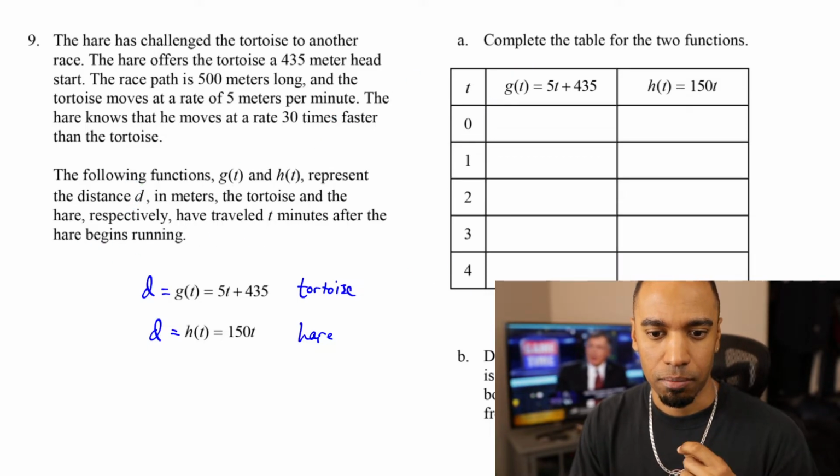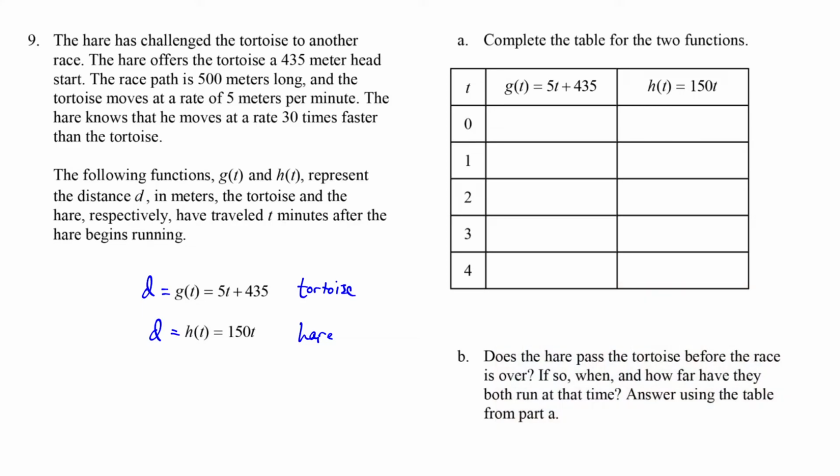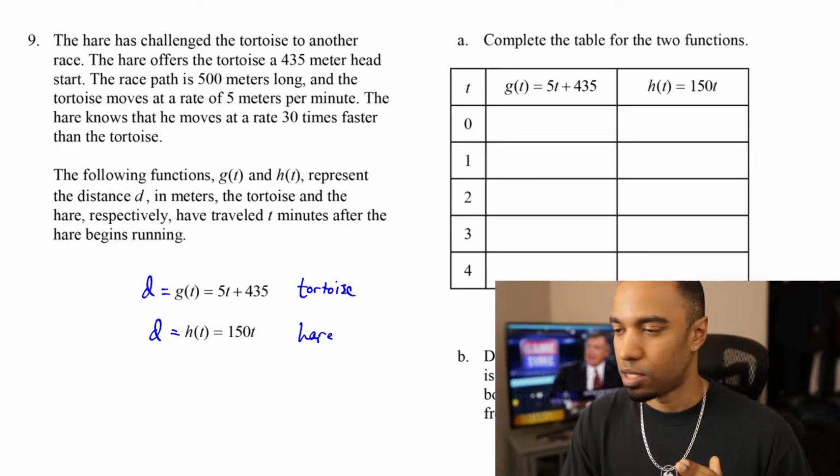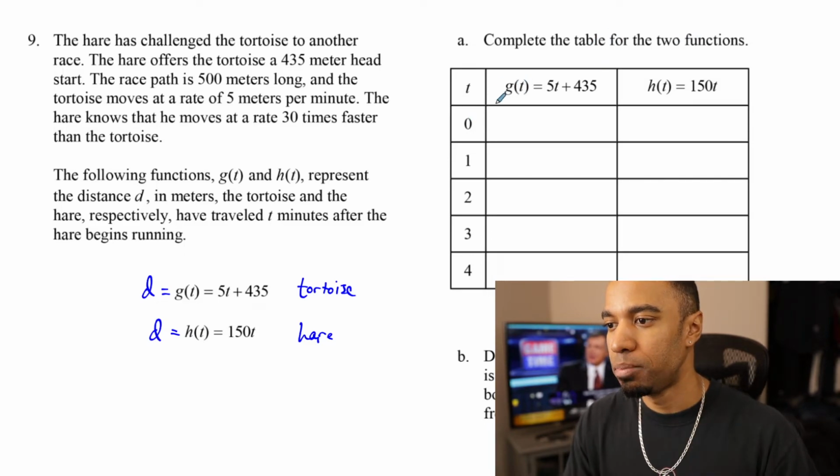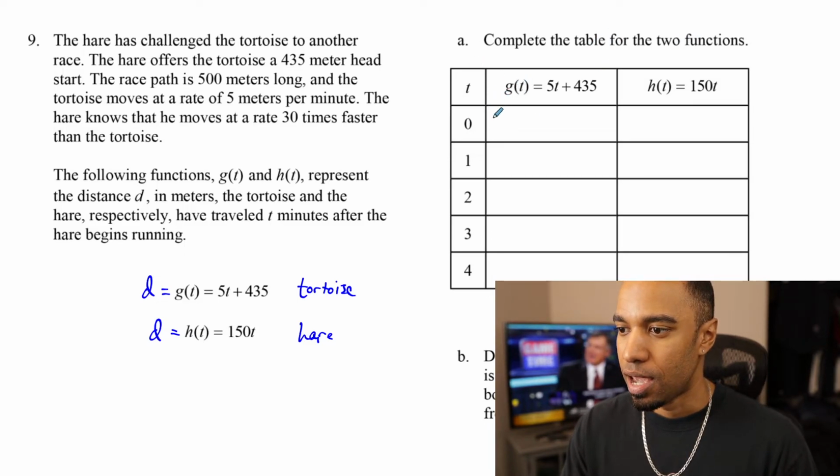Now there's parts A and B. My face is kind of covering B right here, but parts A and B right here. And I'll just do A right now. I'll stick in the slide for now. Complete the table for the 2 functions. We'll substitute these values in for t, and then we'll get values out for g of t, or h of t, or d, of course.